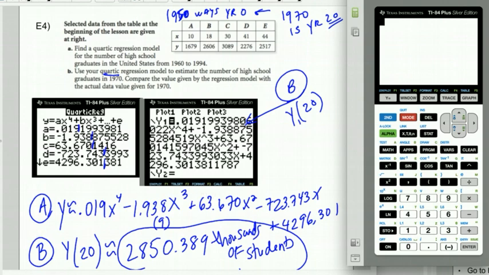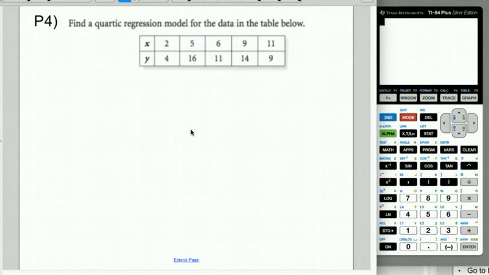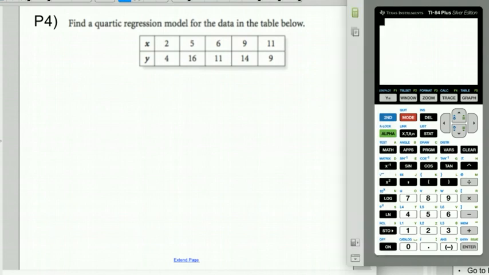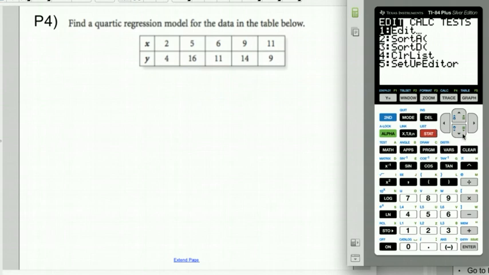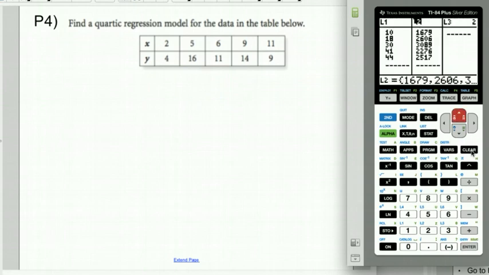So let's go ahead and do a P4. So in P4, you're given some data, and you're just asked to do a quadratic regression, right? So here, there's not a lot to it. I'm just going to go to my edit, I'm going to go to my lists. And again, you could individually delete the terms, but the easiest plan is to go up to the top of the list and hit clear. So my x coordinates are 2, 5, 6, 9, and 11, right? And then my y coordinates are 4, 16, 11, 14, and 9. Oh, my bad. All right, and then we quit out of here.